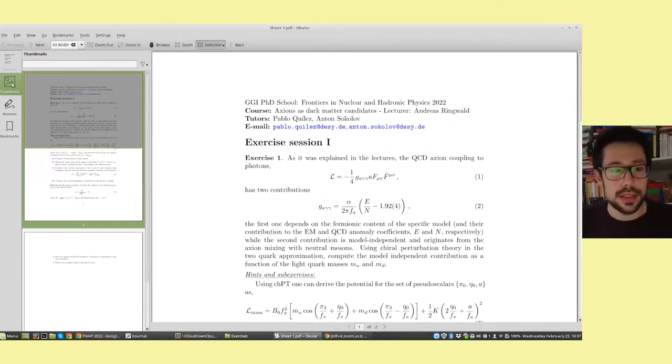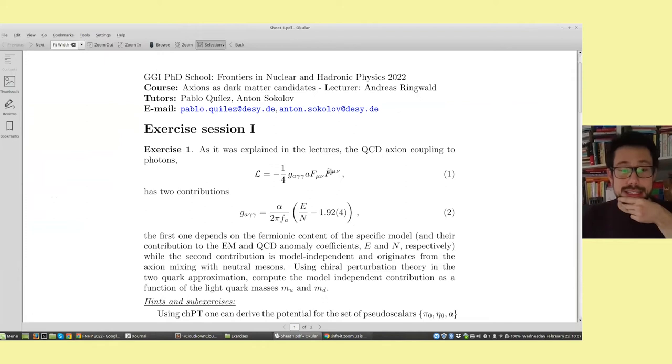Okay, so if there are no questions, let me start with the first exercise, in which I'm going to focus on the axion coupling to photons. As Andreas already explained, it is one of the most important couplings because a lot of experiments are trying to detect the axion using this coupling to the photons. That's why it is important to understand what prediction the different theoretical models give for this coupling. In particular, Andreas already commented in the lecture that the axion coupling to photons has two different contributions.